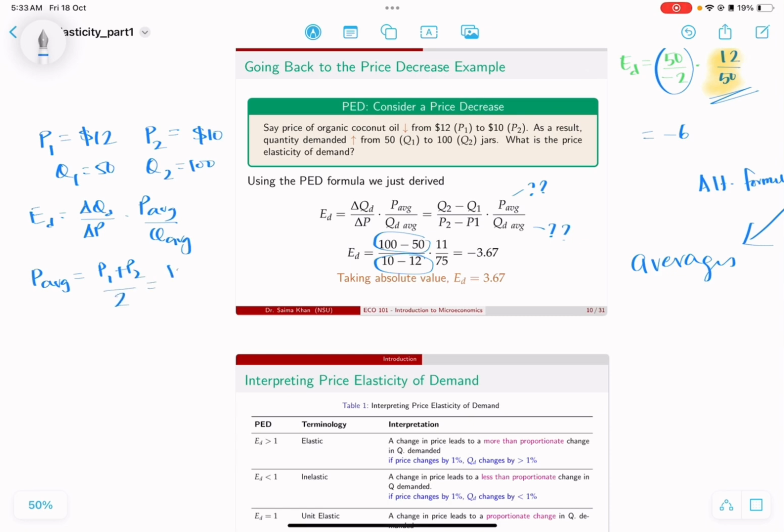So it's going to be 12 plus 10 divided by 2, which is going to be 11. So that's the value we plug in here. And then QD average is going to be Q1 plus Q2 divided by 2. That's going to be 50 plus 100 divided by 2, so that is 75. And that's what you are plugging in here. And then you're going to get the value minus 3.67.